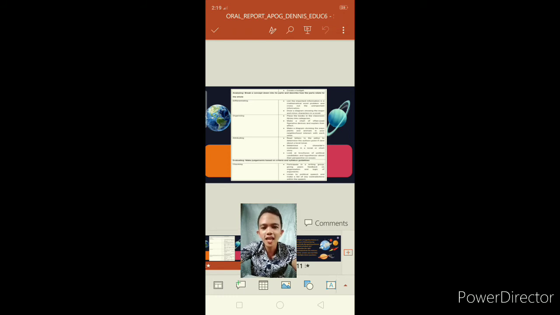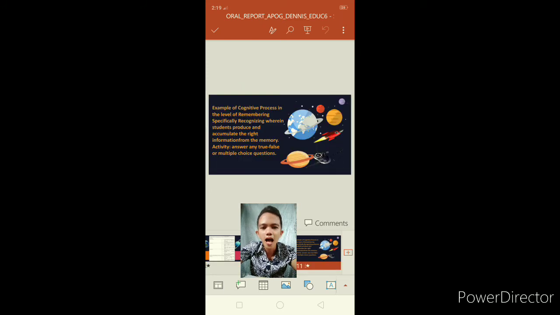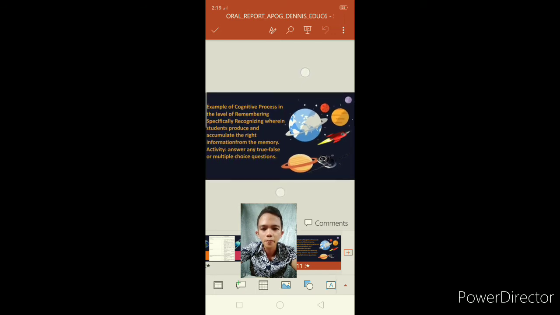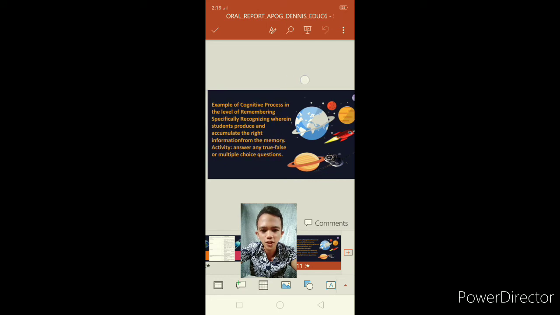The last one, which is in the top level or the highest level of the revised taxonomy, is creating. Students could put together pieces to form something new or recognize components of a new structure. Under this one are generating, planning, and producing.